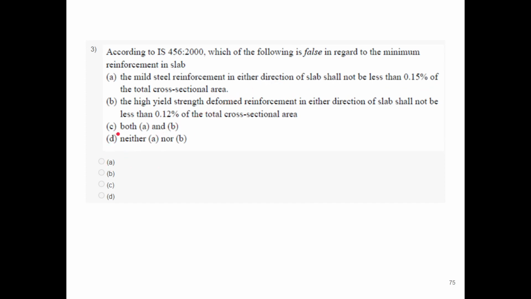So this option is false basically, neither A nor B. Which of the following is false? Both are correct, so no one is wrong. Neither A is wrong, neither B is wrong. So nor A is false, nor B is false. So D is the correct option. Neither A nor B is false, because both are correct.